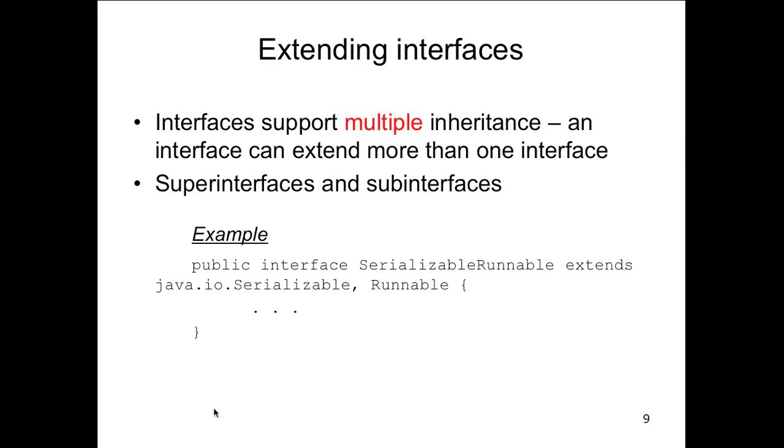You want to put a label on it. Extending interfaces. Interfaces support multiple inheritance, and an interface can extend more than one interface. So super interfaces and sub interfaces exist, just like classes do. So public interface, serializable, extends serializable, runnable, other interfaces.